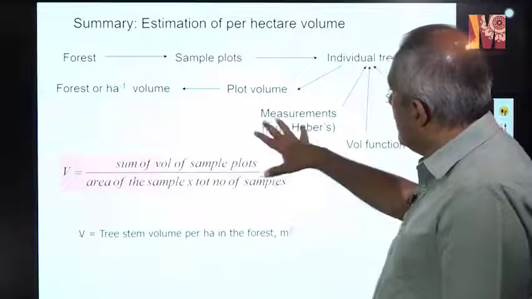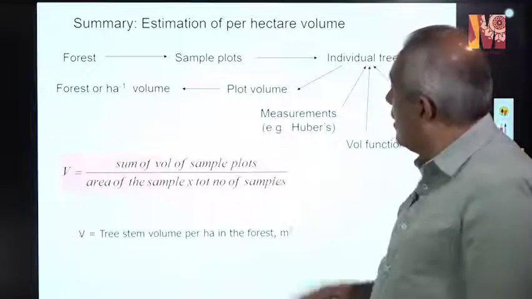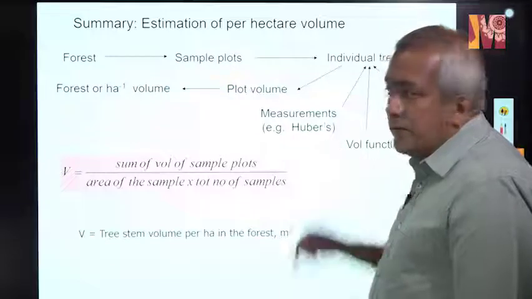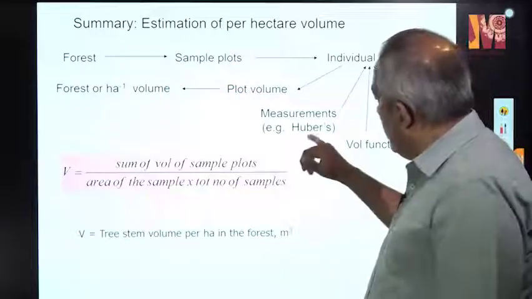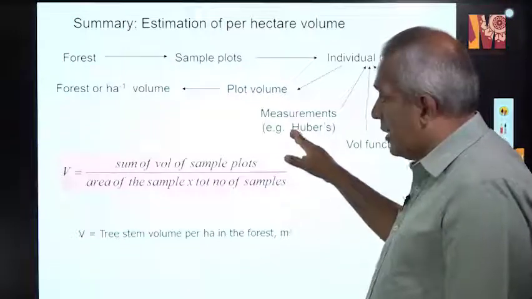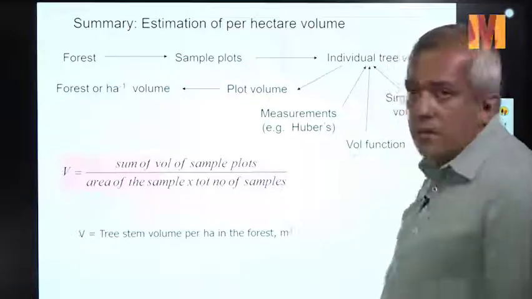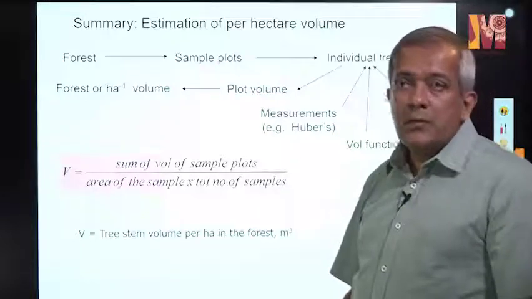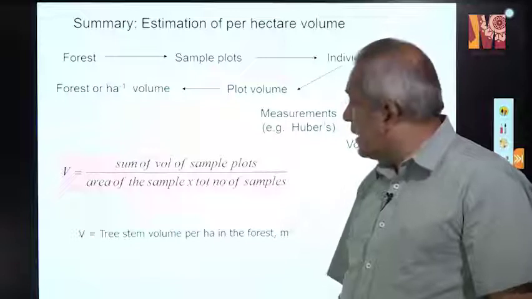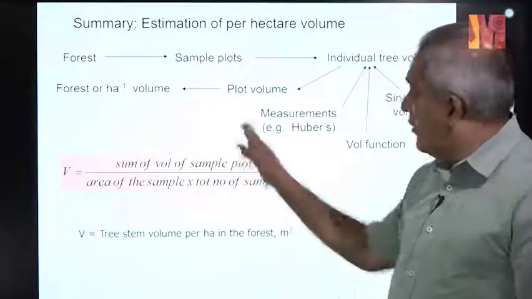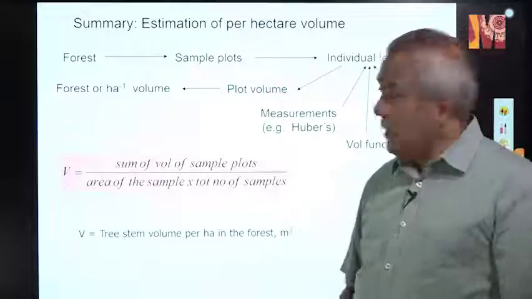For example, if you use the measurements method, the formula method, you have to select one of three formulae, either Huber's or Smalian's or Newton's, and then you have to take the required measurements, or you can use a volume function. For example, Eucalyptus grandis, we discussed the volume function, volume equals 0.37 basal area into height, or the single tree volume table. In our example, you need DBH and height.